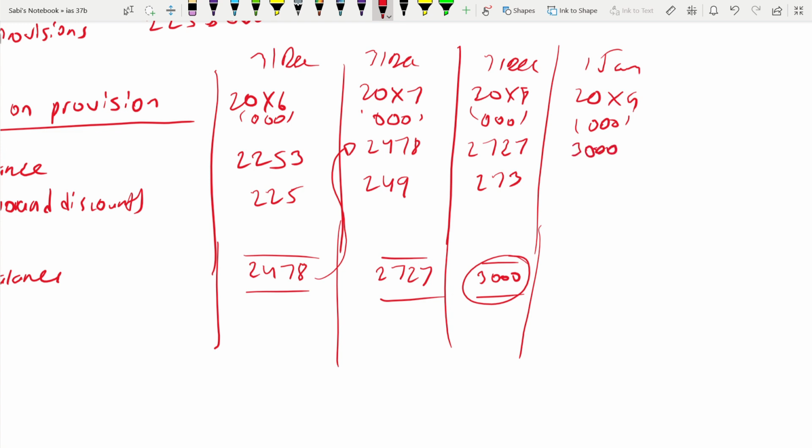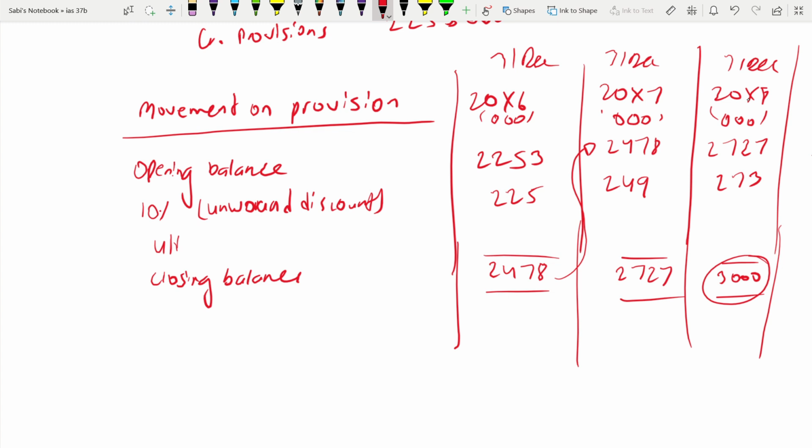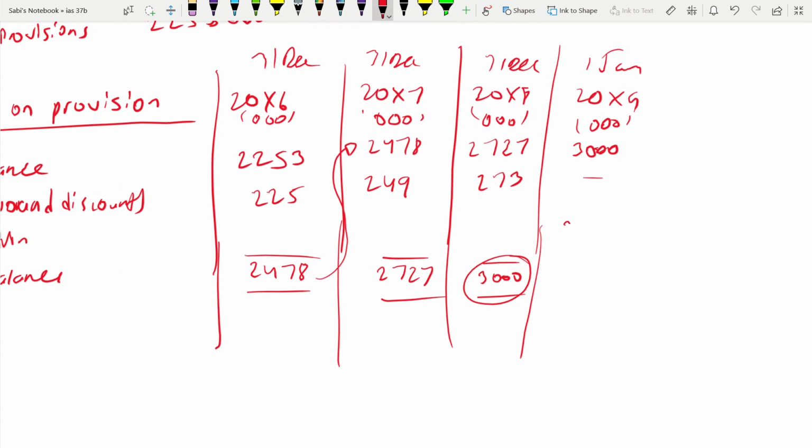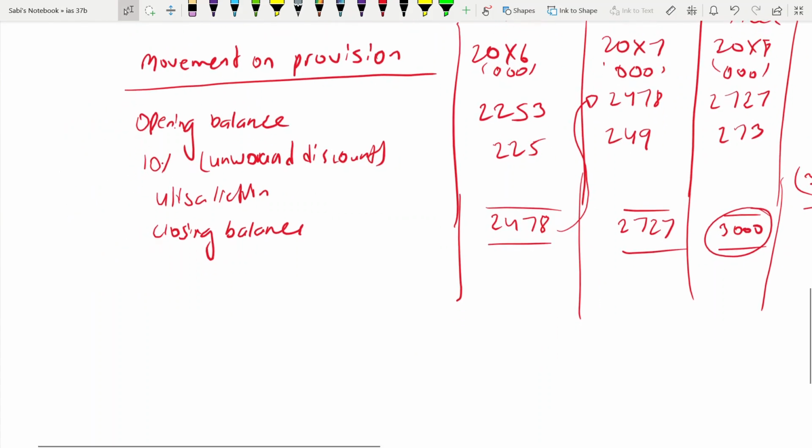You don't have to discount, nothing goes. Utilization. The whole 3 amount will go, because at the end there will be no provision, right? You only recognize provision till the 3rd year, after that there is no provision. This 3,000 will go, you will be left with 0. Your provision will cancel off. This is how it always works. So this is the movement on provision table.